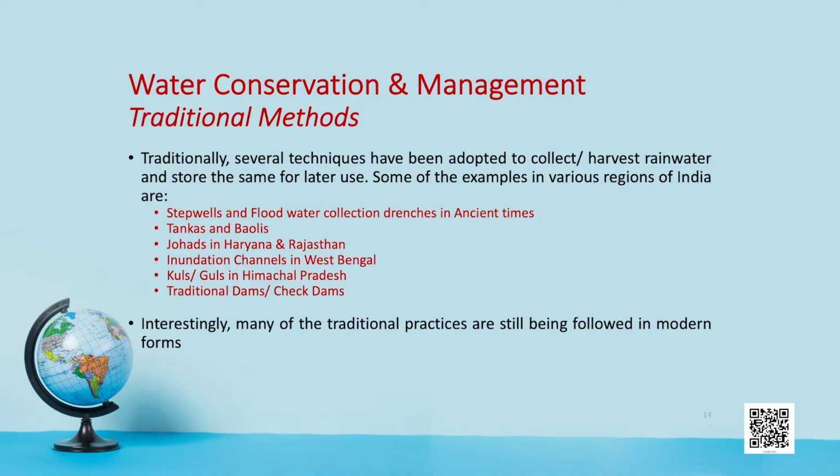Traditionally, several techniques have been adopted to collect or harvest rainwater and store it for later use. Some examples in various regions of India are step wells and flood water collection trenches in ancient times, tankas and baulis, johads in Haryana and Rajasthan, inundation channels in West Bengal, kulls or guls in Himachal Pradesh, and traditional dams or check dams. Interestingly, many of the traditional practices are still being followed in modern forms.